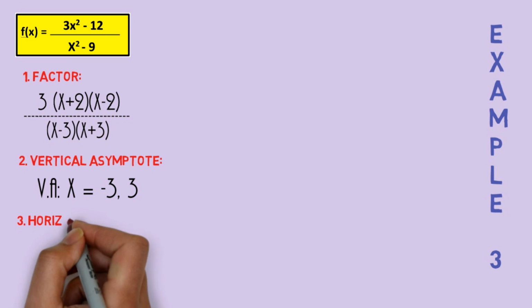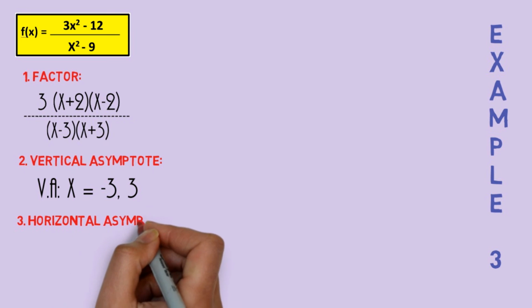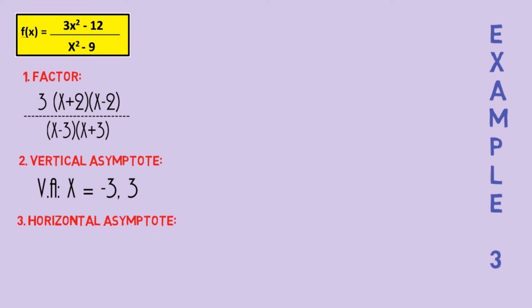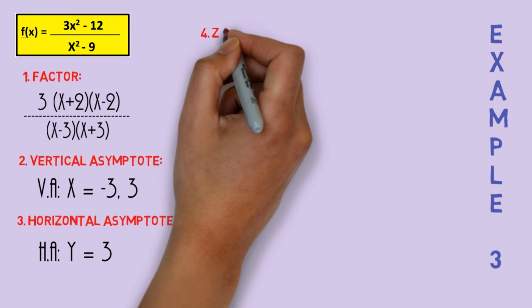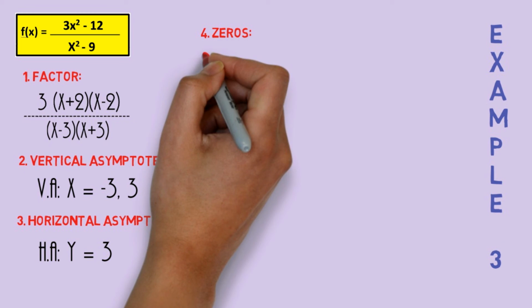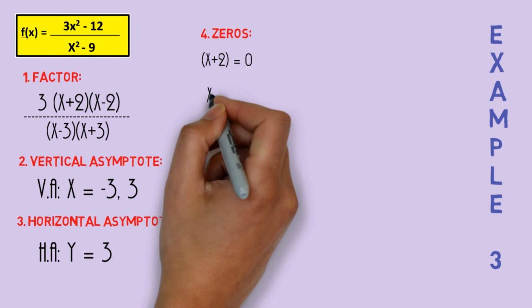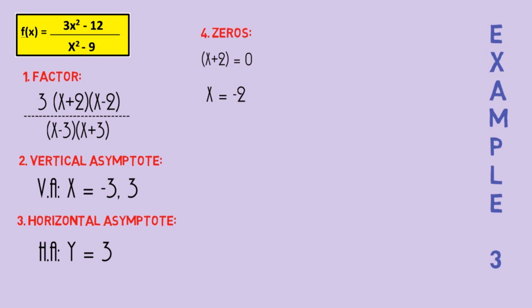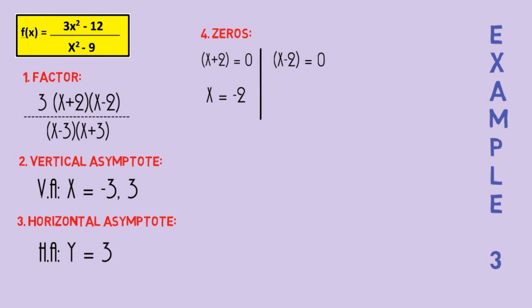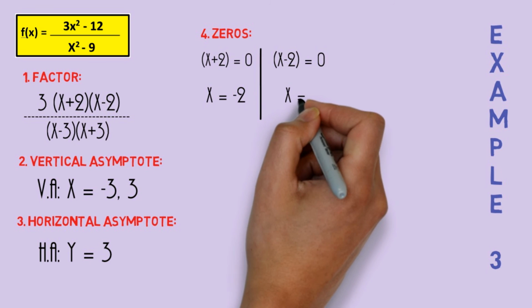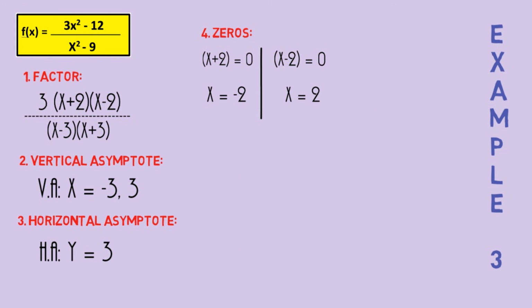To find the horizontal asymptote, look at their degree. Since they have the same degree, you can just simplify their coefficients. 3 over 1 is simplified as 3. That's why y is equal to 3. In getting the zeros, equate the numerator factors x plus 2 and x minus 2 to 0. Our zeros are x is equal to -2 and +2.